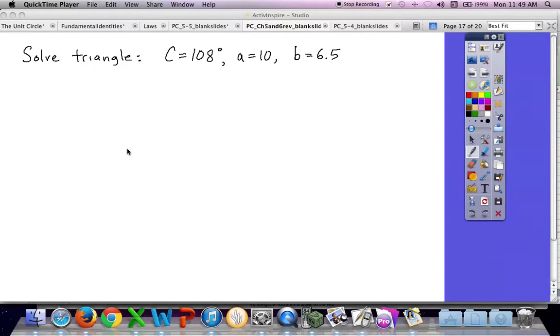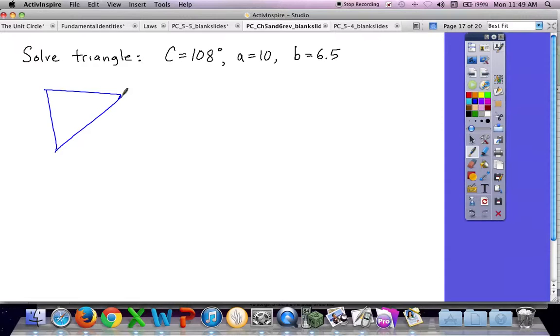Okay, solve the triangle. We know these three parts, so let me draw a triangle, an oblique triangle, and I'll just label these as C, A, and B. And I know angle C is 108. I know side A, which should be across from angle A, is 10. And I know side B, across from B, is 6.5.